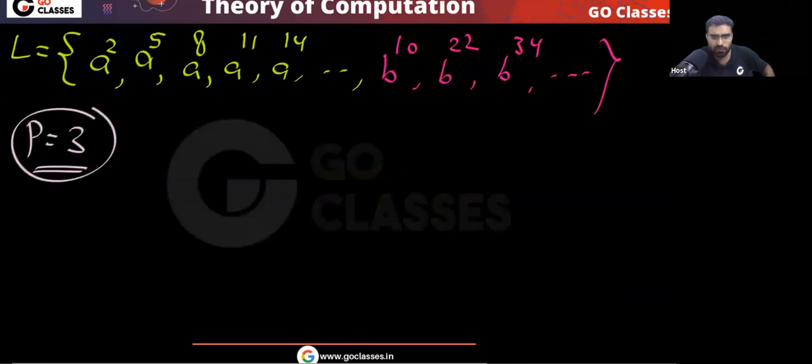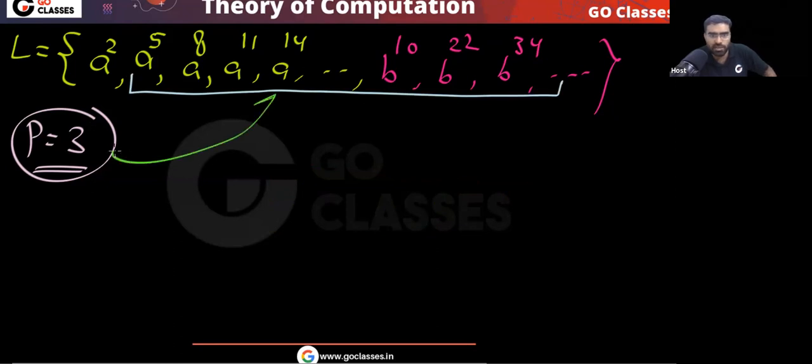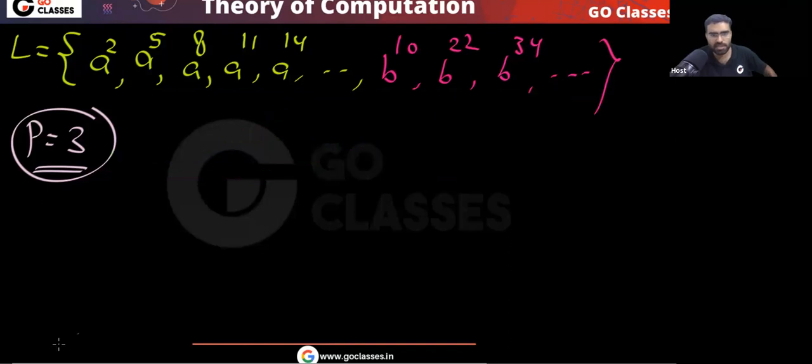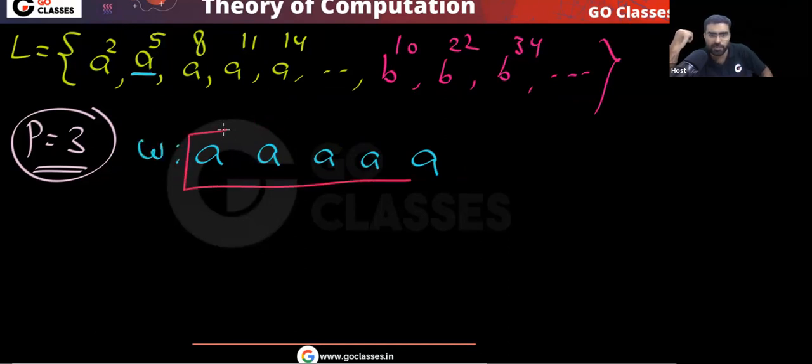Tell me. For p equal to 3, who are the candidate strings? These are the candidate strings. Yes or no? For p equal to 3, these are the candidate strings. You only have to check these strings. If you check p equal to 3, now you tell me, if I take this string, will this string pump? Tell me, will it pump? For p equal to 3, will this string pump?